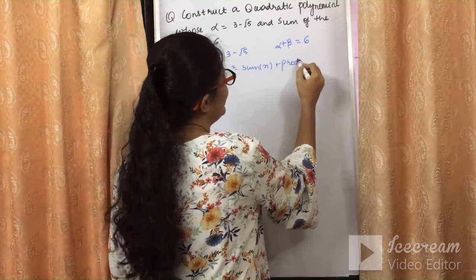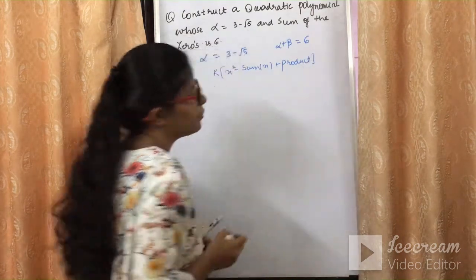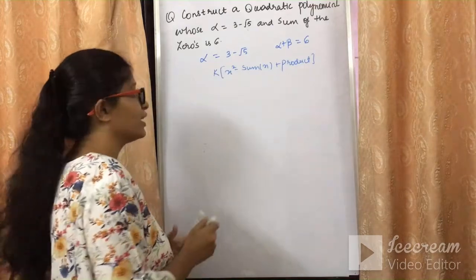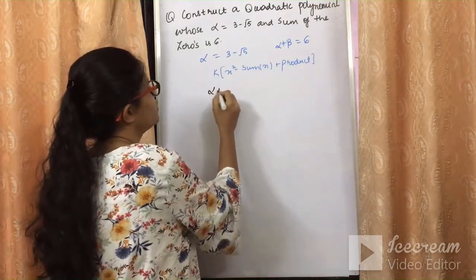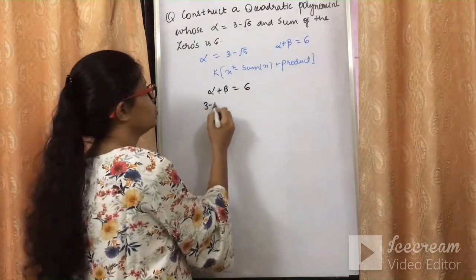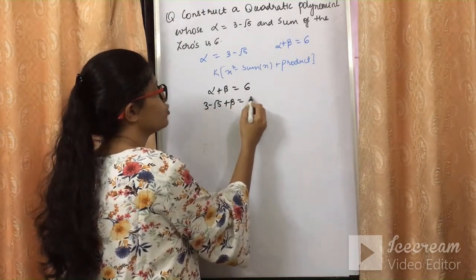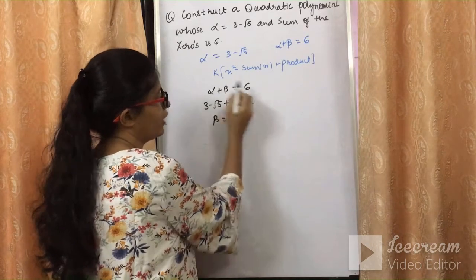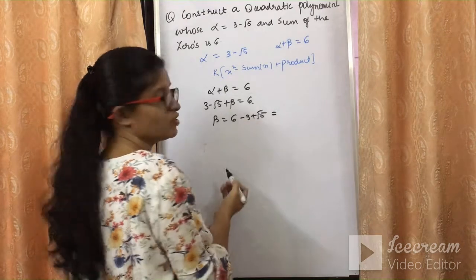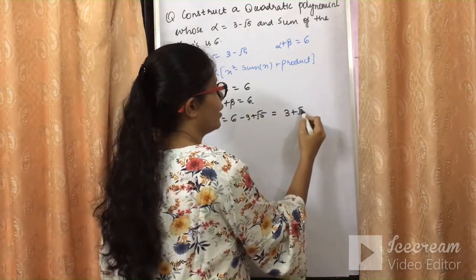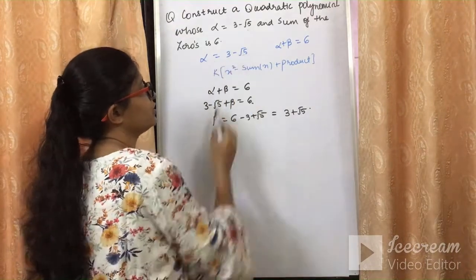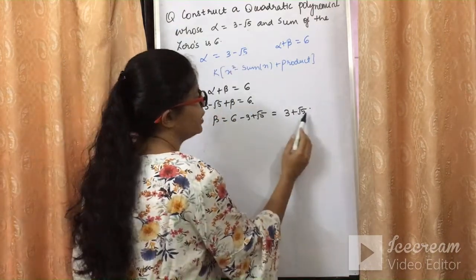So we have the sum with us but we don't have the product. We have alpha, so can we find beta by substituting? Let's see. Alpha plus beta is given as 6. In the place of alpha I can put 3 minus root 5, plus beta is equal to 6. So beta would be, if I take all these terms over here, 6 minus 3 plus root 5. So 6 minus 3 will give you 3 plus root 5. So what is the second zero? One zero is 3 minus root 5. Another zero is 3 plus root 5.